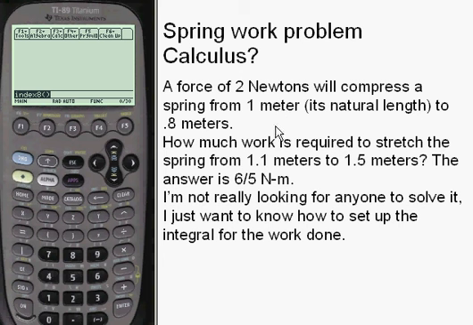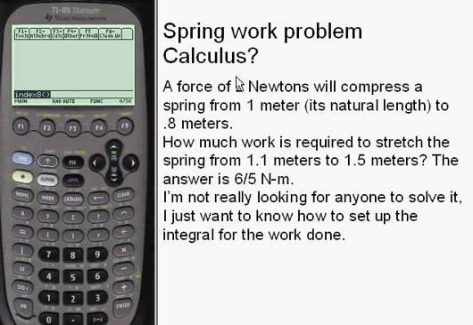The reason this work of a spring is included in calculus is that the integral of Hooke's law, the function, is equal to kx, k being the spring constant and x being the distance. When you integrate that, you come up with the formula for the work of a spring, and therefore it's in the tests or homework of your calculus class.